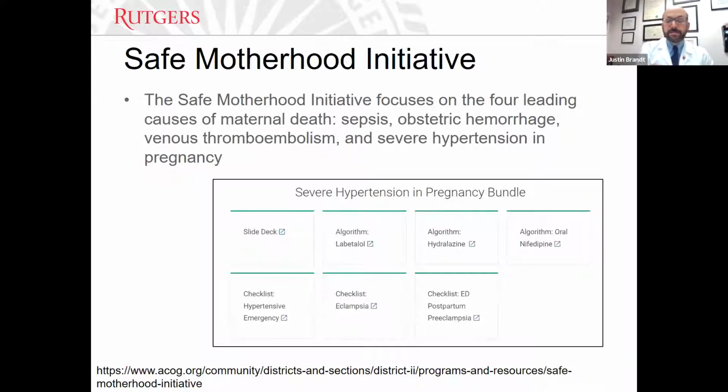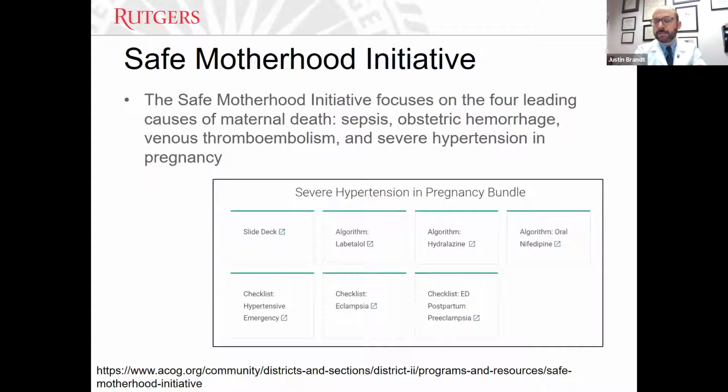There is the Safe Motherhood Initiative, which is a hospital-based obstetric quality improvement program that's been widely used and implemented in the New York, New Jersey area. It provides resources for hospitals looking to target leading causes of maternal death, and it's focused on sepsis, obstetric hemorrhage, venous thromboembolism, and severe hypertension.